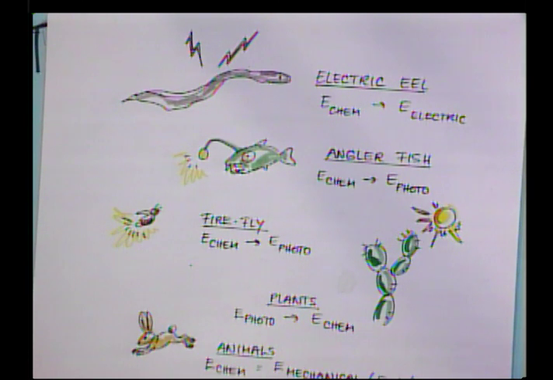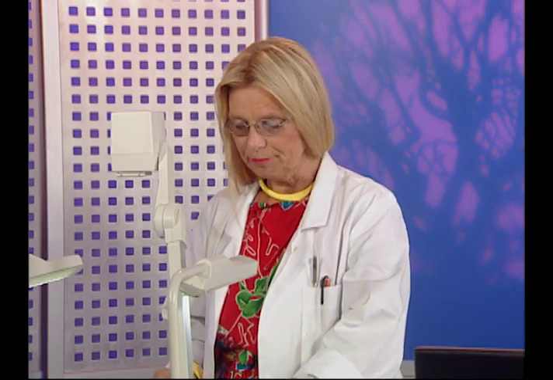The animals have to make their own little lanterns, so they convert chemical energy into photo energy. The firefly does it also, but the firefly doesn't really need it for visualization purposes, but it uses it for signaling to other fireflies, like a flashlight going off and on, much faster than we can actually see.